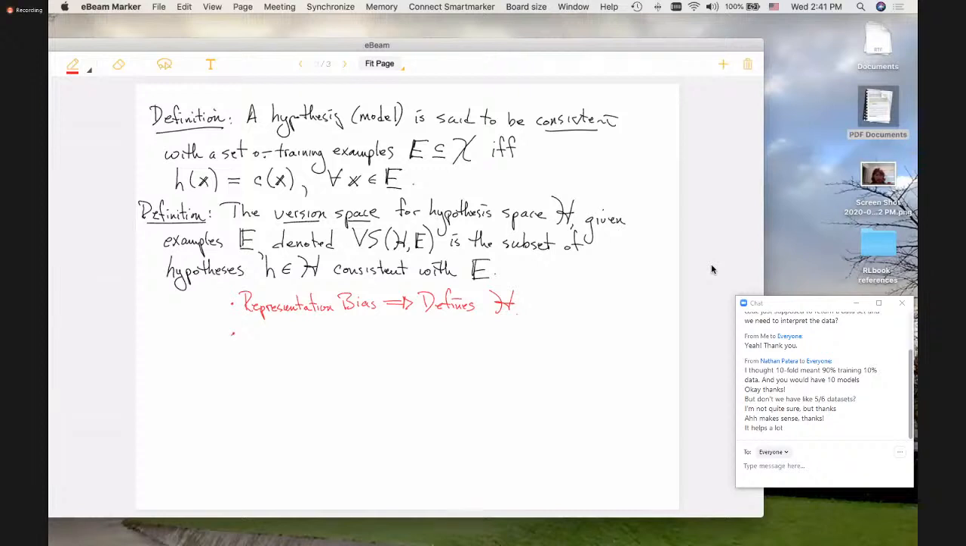And then when we talked about a preference bias, what that does is it selects a hypothesis H from the version space. In other words, rather than just having this entire set of hypotheses out there, it allows you to pick which one you want. Okay. Any questions about that so far?